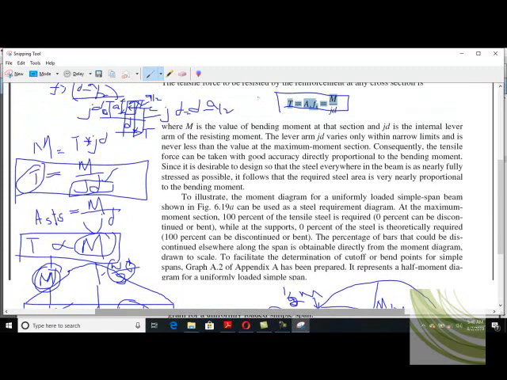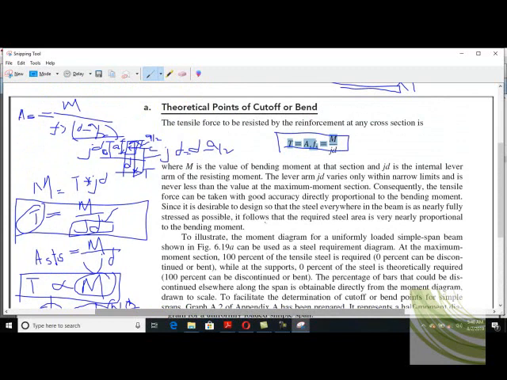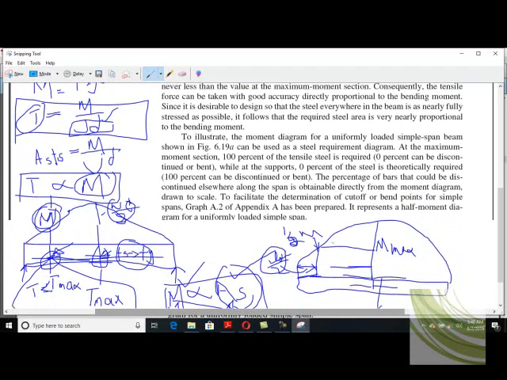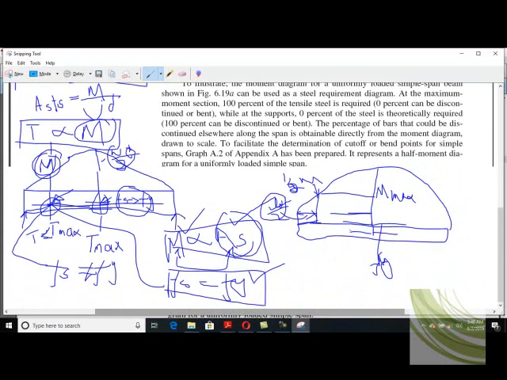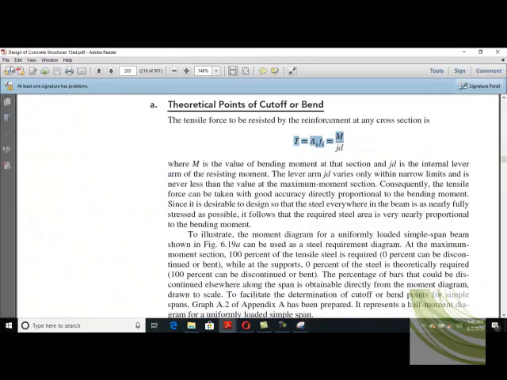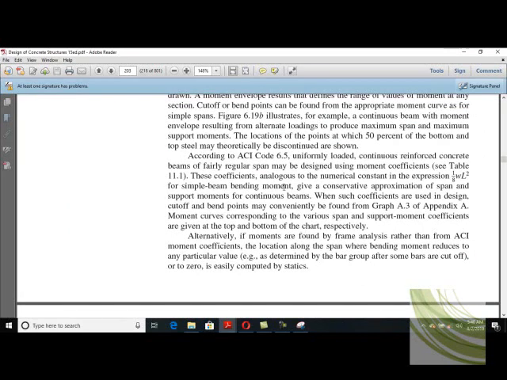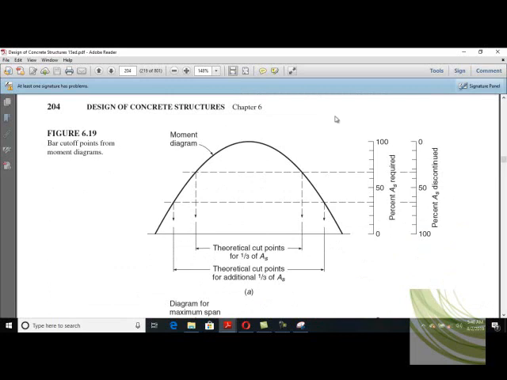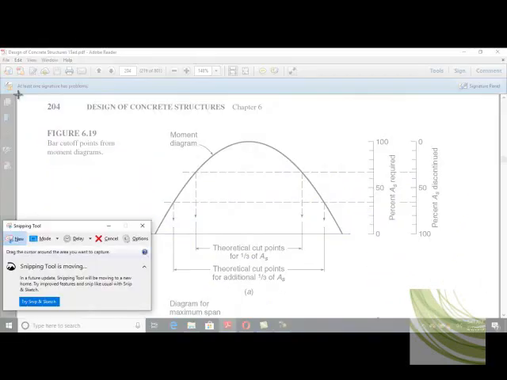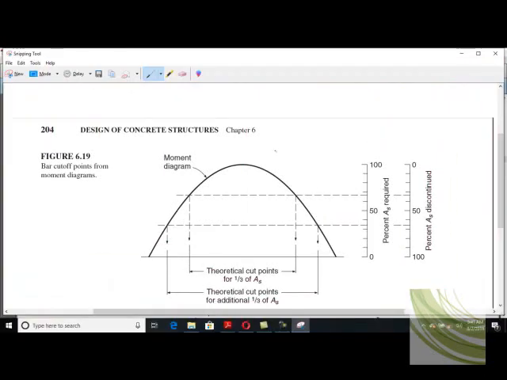Basically, the same theory is discussed by Nilson here, and one of the most important things he says is this. In the above theory, he says that for a simply supported beam, this is the moment diagram, and one can draw it, this is the maximum point. At this point, as this is the maximum moment point, you need 100% of the steel. Clear?